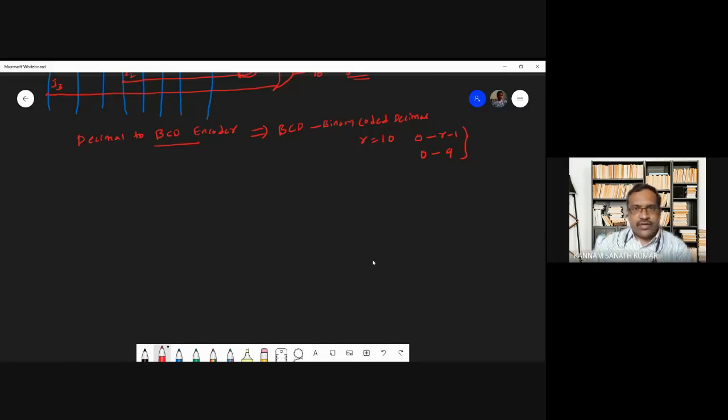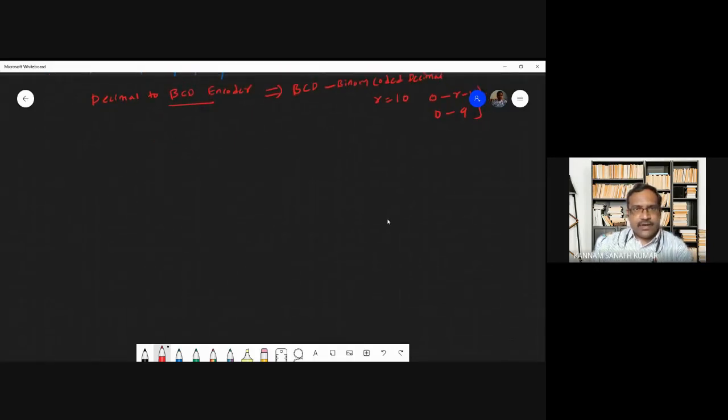If I draw the truth table for decimal to BCD conversion, you have the input over here, and next you have the outputs D, C, B, and A. You have the inputs 0, 1, 2, 3, 4, 5, 6, 7, 8, up to 9. So what is the range of BCD? From 0 to 9 only.